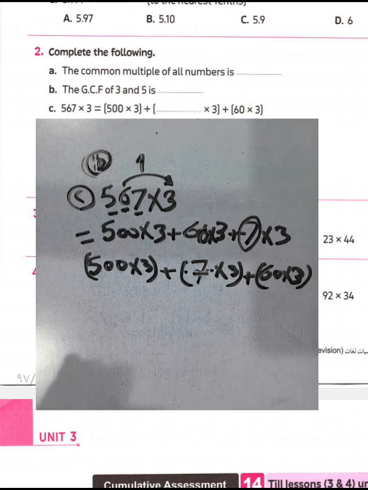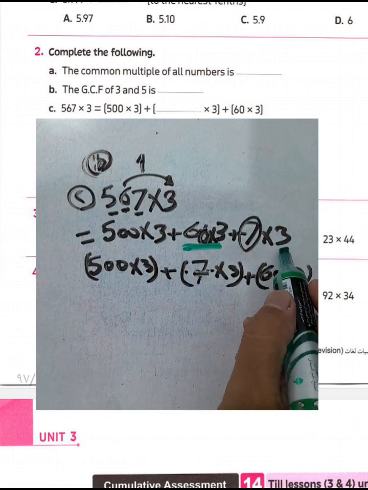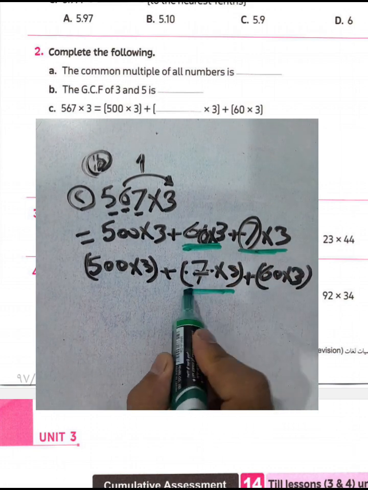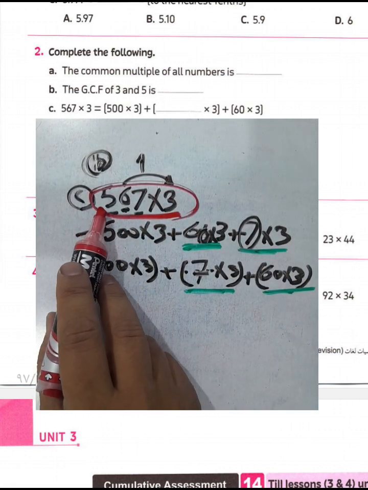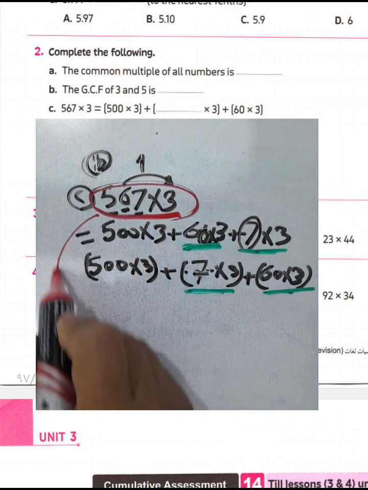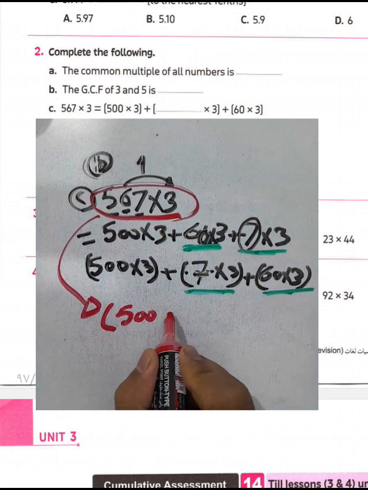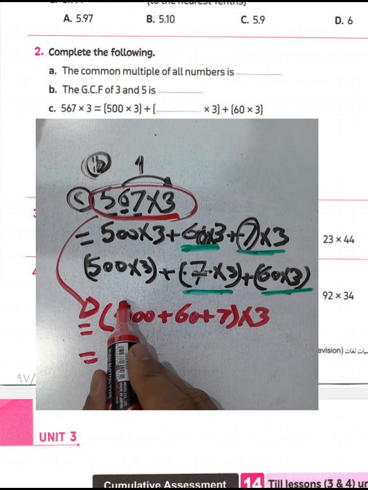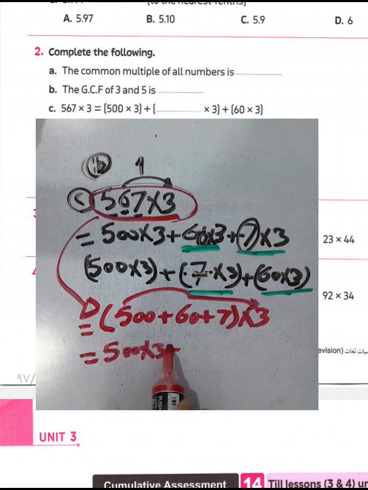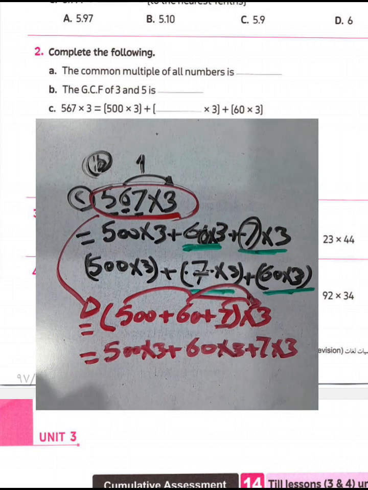He used the commutative property here. He can replace the value of this number with the value of that multiplication: 7 times 3 is first and 6 times 3 second. It's very easy, but you must know these properties. Again, 567 times 3. We can use the properties by writing the expanded form of this number: 500 plus 60 plus 7. And then using the distributive property: 500 times 3, and 60 times 3, and 7 times 3. That is question letter C.